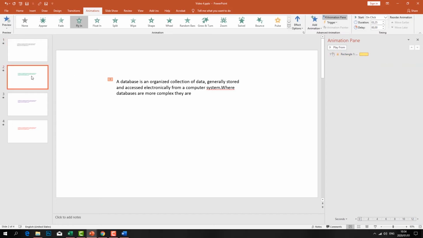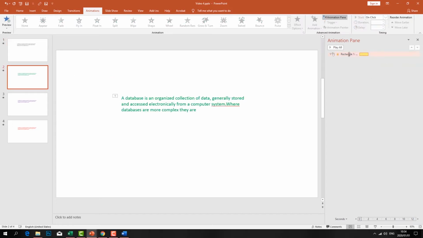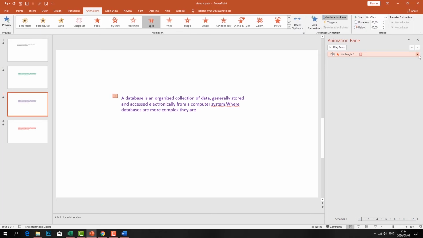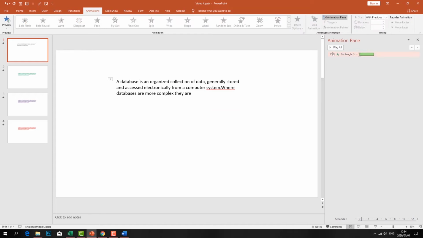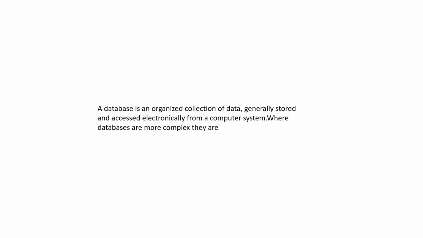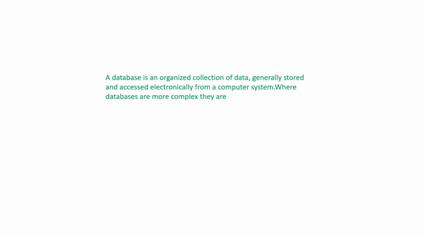Let me do it like this. I'll select this movement here, and I'll say start with preview. I'll go to this one here, select it, and say start with preview. Then I'm going to go to the first one and select on click. Now if I run my slideshow, the first one doesn't run because it's on click. I must click and then it goes, and the other ones will run automatically because they all start with preview.